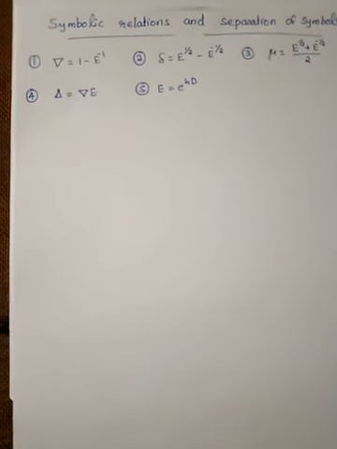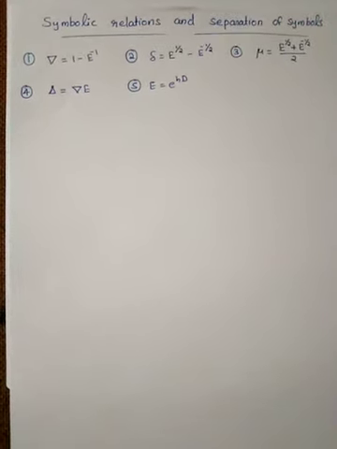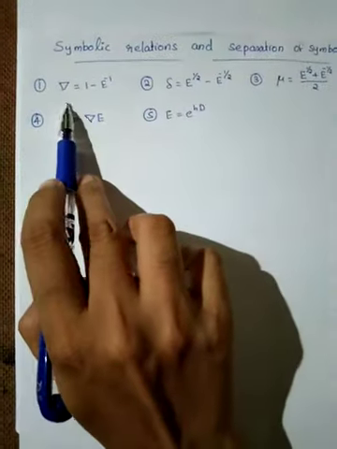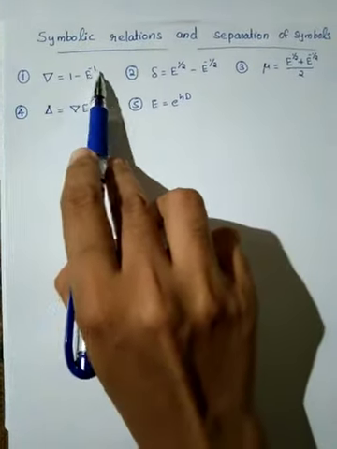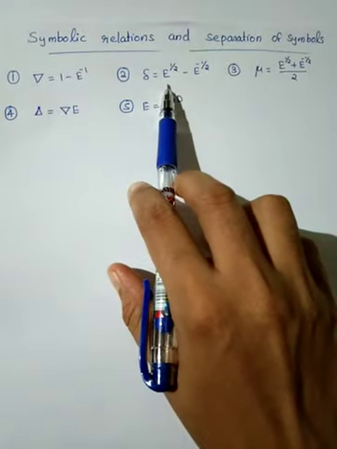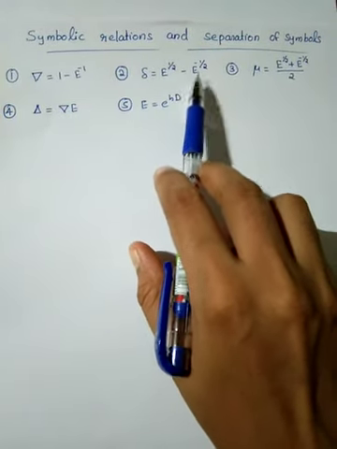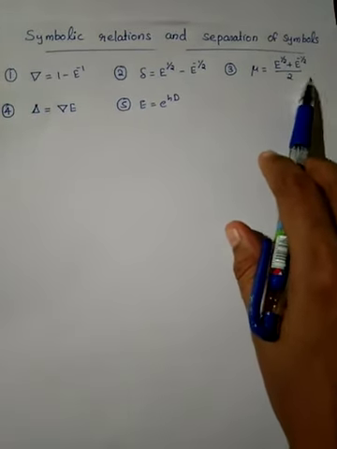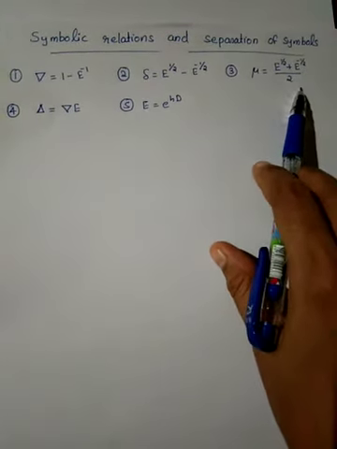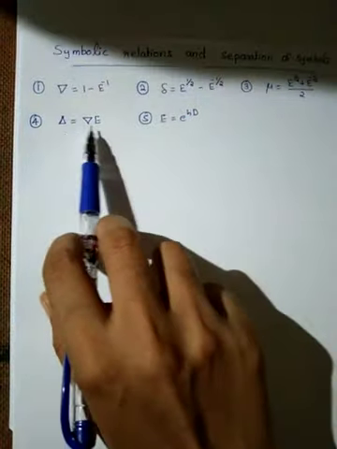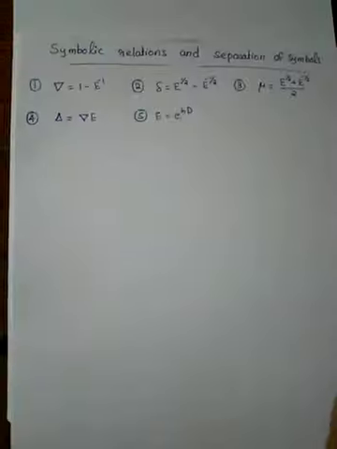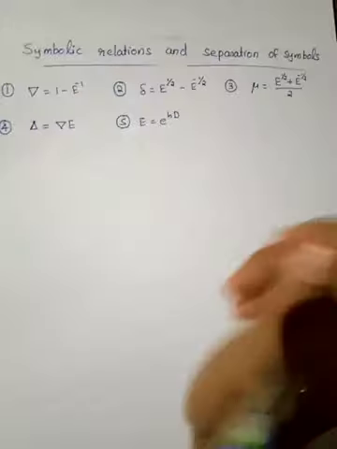Good afternoon. Today we are going to study some results and their proofs. First one, Δ equal to 1 minus E inverse. Second one, δ equal to e raised to 1 by 2 minus e raised to minus 1 by 2. Third one, μ equal to e raised to 1 by 2 plus e raised to minus 1 by 2, divided by 2. Fourth one, δ equal to ∇E. Fifth one, E equal to e raised to hD. We have to prove these five results.